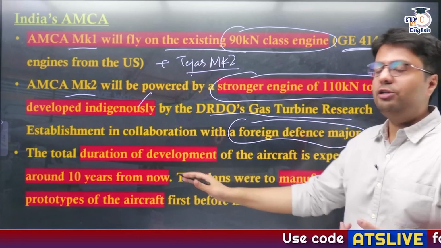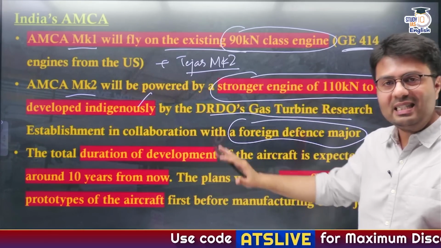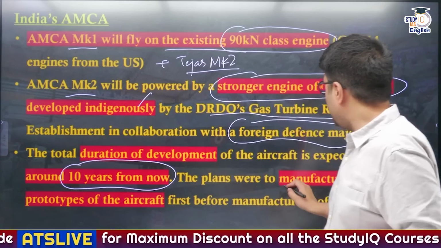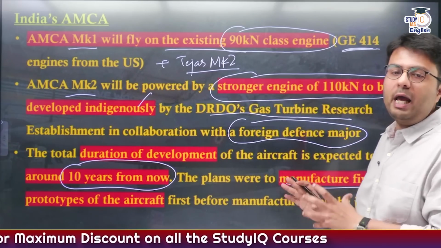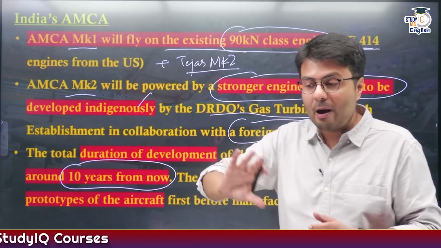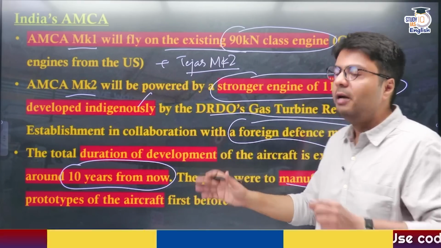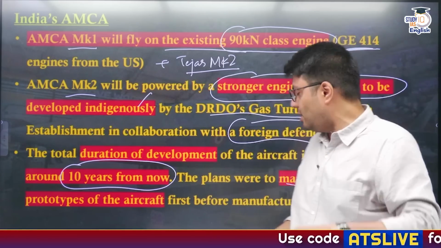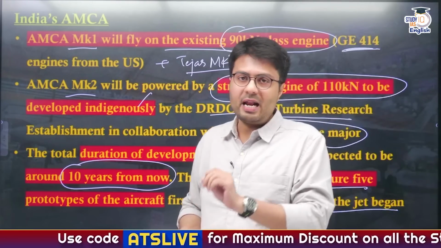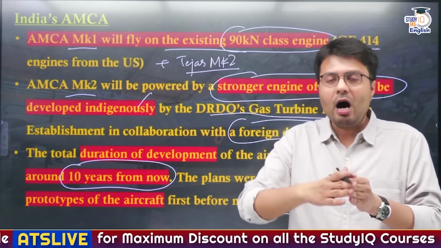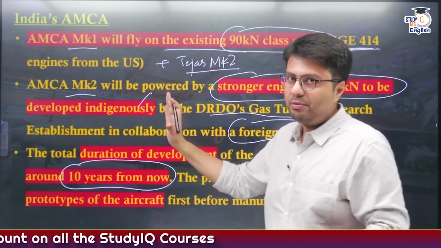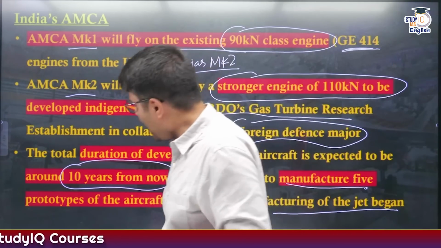And the total duration of this aircraft development is expected to be about 10 years from now, and the plan is to manufacture 5 prototypes first, to take the different iterations of the design and compare the capabilities of these prototypes, and the final prototype will be sent to mass manufacturing when the manufacturing of these jets will begin. And it is expected that HAL along with other companies will compete to start manufacturing these AMCA aircraft, which is a fifth generation aircraft, right?